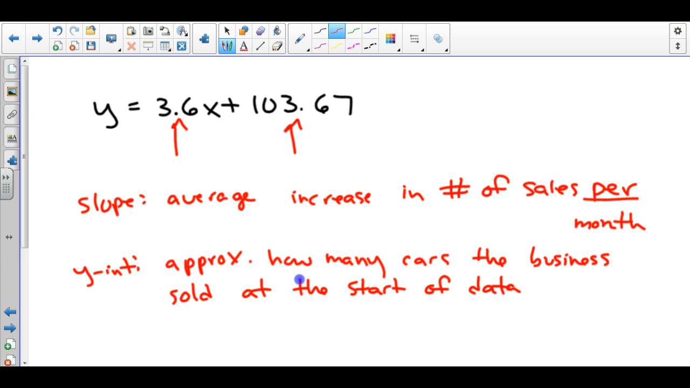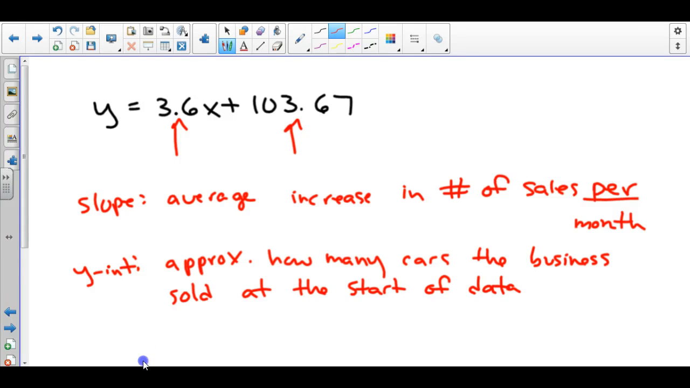So I don't want you to just say it's the starting amount, because the starting amount means that when they started their business, they already sold 100 cars, and that's not true. So this is just at the time of April when they start the business, they had sold 100 cars. We know, but the approximate value is 103 because of our equation.